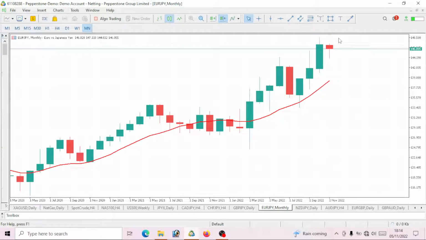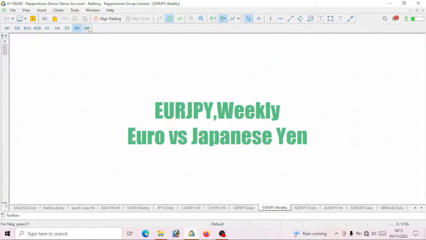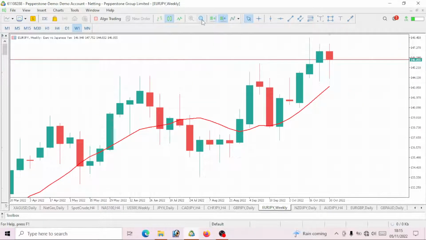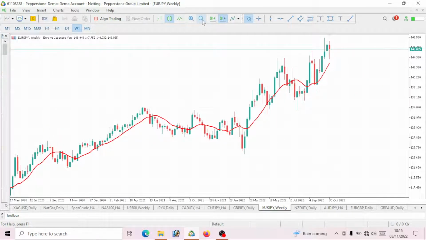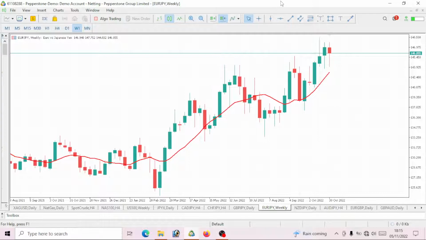EUR/JPY itself on the trend, we are on a bullish move. So if you want to take this trade, we have to look for a way to go long. That should now take us to the weekly time frame. So clearly we can see, if you are following this channel consistently, you now see how we predicted this move. Now let's try and see this weekly time frame.